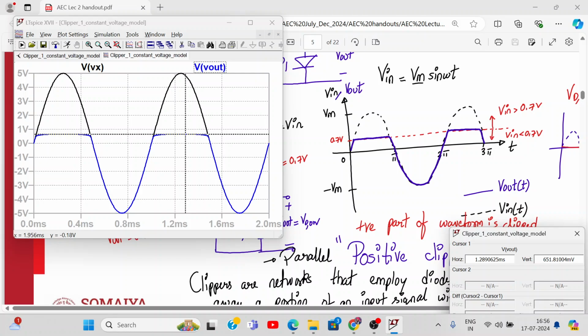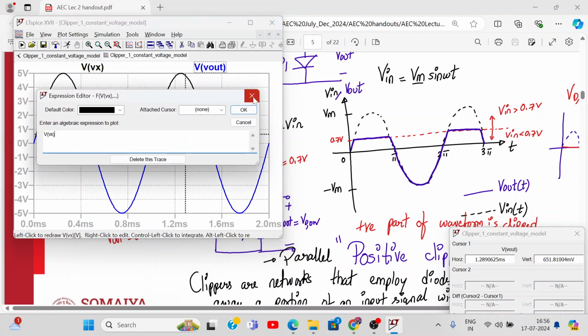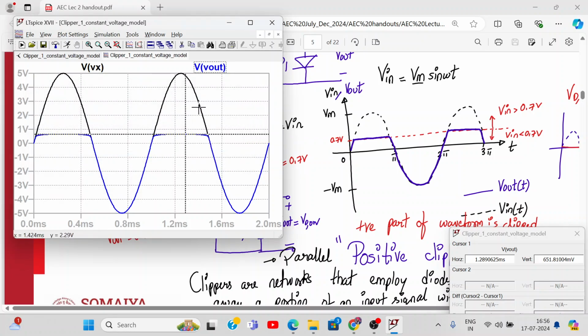See, in practical circuits, diode to diode, it may vary also. So maybe that range will change from 600 to 800 millivolt. Agree on this? Understood? And it will repeat for every half cycle automatically. That is what I mean to say. Okay, so this is the way you can check the waveforms over here in LTspice. It will give perfect results. You can verify each and every circuit like this.